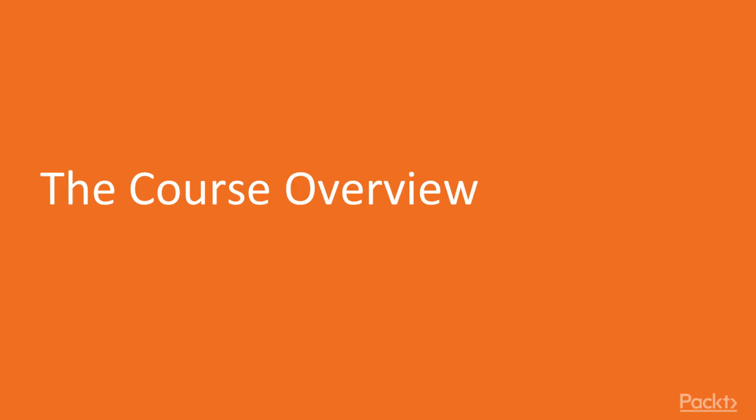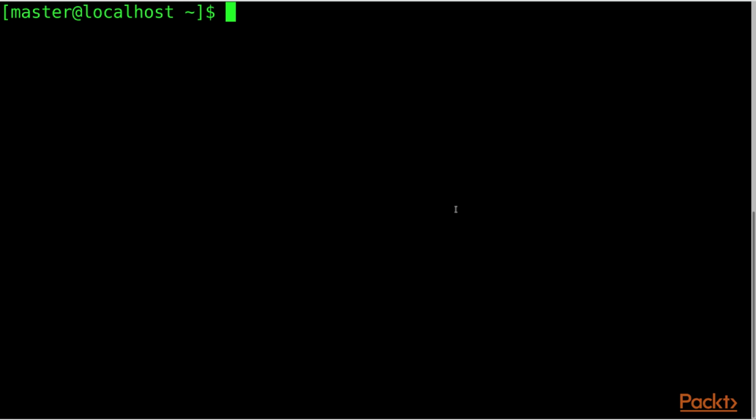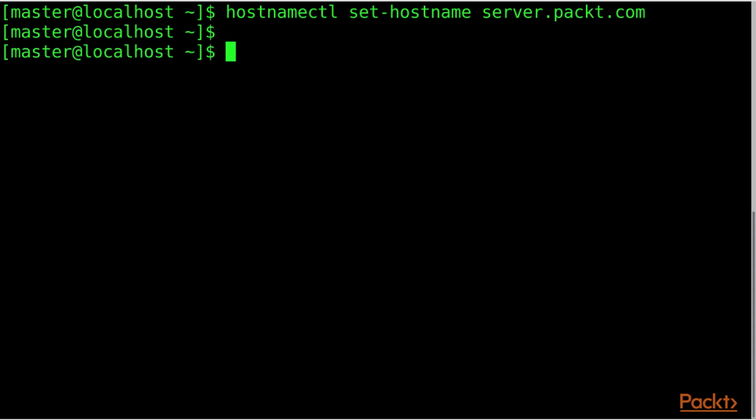Okay, so enough about me. Let's review what we will learn in this course. In the first section, you will start by learning how to install Puppet and how to do the basic configuration for a basic master node setup. We will also see the basic architecture of Puppet and see its operating model and how it works to act as a configuration management tool.